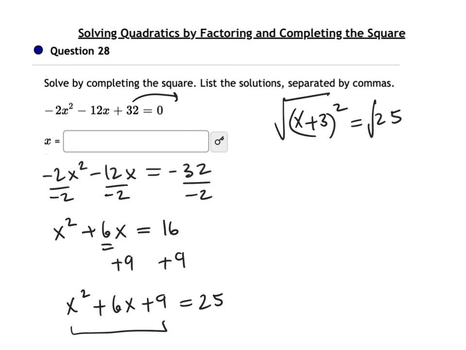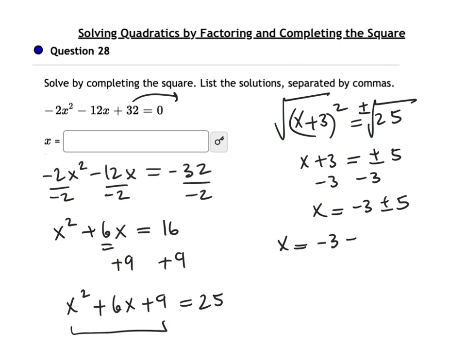Square root both sides, plus or minus. And x plus 3 will equal plus or minus 5. Take a 3 off each side, and x would be negative 3 plus or minus 5. There are two answers. One is negative 3 plus 5, which is 2, and the other is negative 3 minus 5, which is negative 8. So 2 and negative 8 are answers.